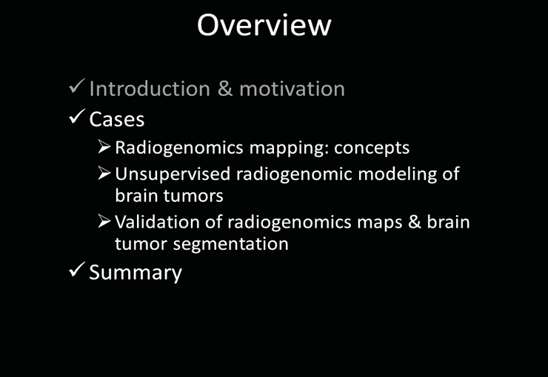So these are the three projects that I want to talk to you about. First, a more general overview of the radiogenomics mapping efforts that we have done in the past, and essentially the concept of the radiogenomic map. Then I will discuss unsupervised analysis of brain tumor imaging and genomic data. And finally, I will discuss some validation of these radiogenomics maps and how we use also deep learning.